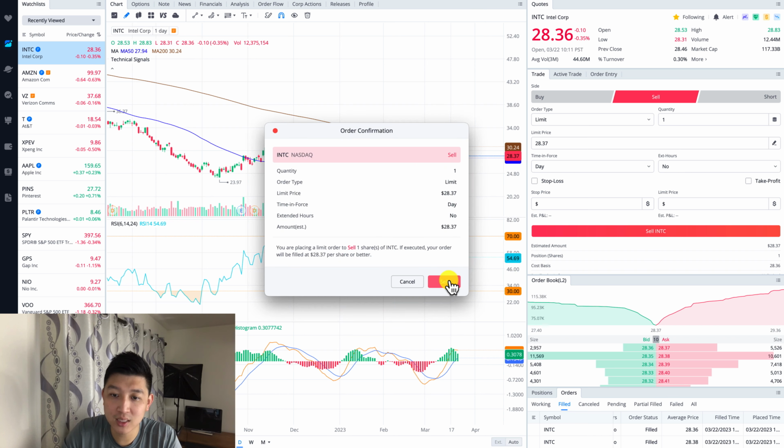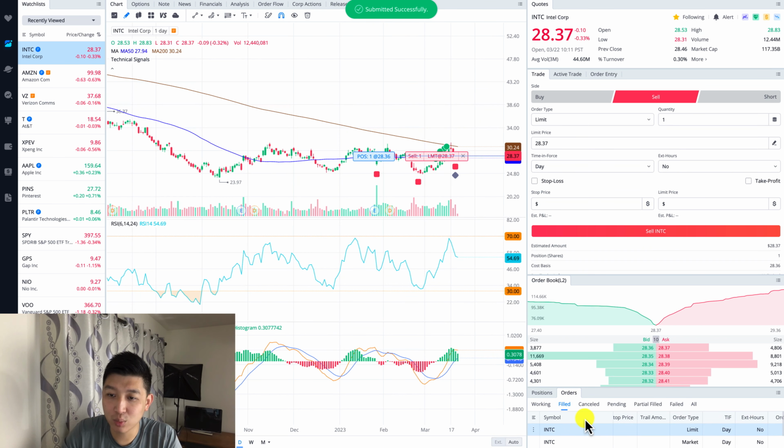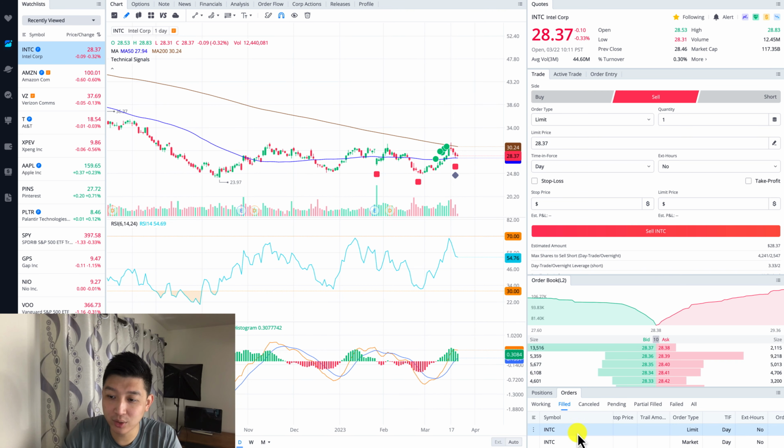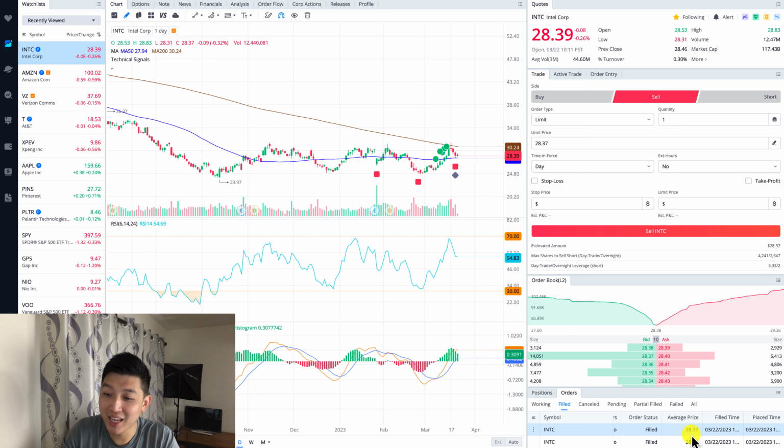Let's sell this, and it's in the working order, because buyers are buying at 36. Oh, actually it went through. So let me show you this. The working order got filled. So now for Intel right over here, limit, day, and then it got filled. Average price was 28.37. So in this trade, I made 1 cent.